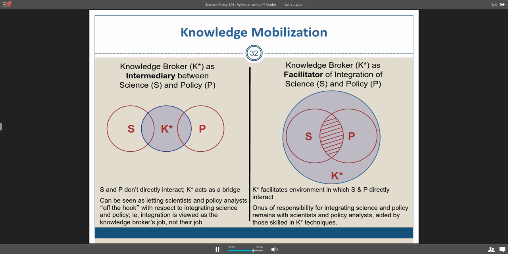My concern with that approach is that it basically lets science and policy off the hook, in the sense that the integration of science and policy is not their job, but it's this other person's job, this knowledge broker's job. And so they can go on isolated in their own little world of science or policy, and not worry as much about integration. So I actually prefer the Venn diagram on the right, which sees a knowledge broker's role more as a facilitator of the environment in which science and policy are directly interacting, and the knowledge broker is there to help that process work better.